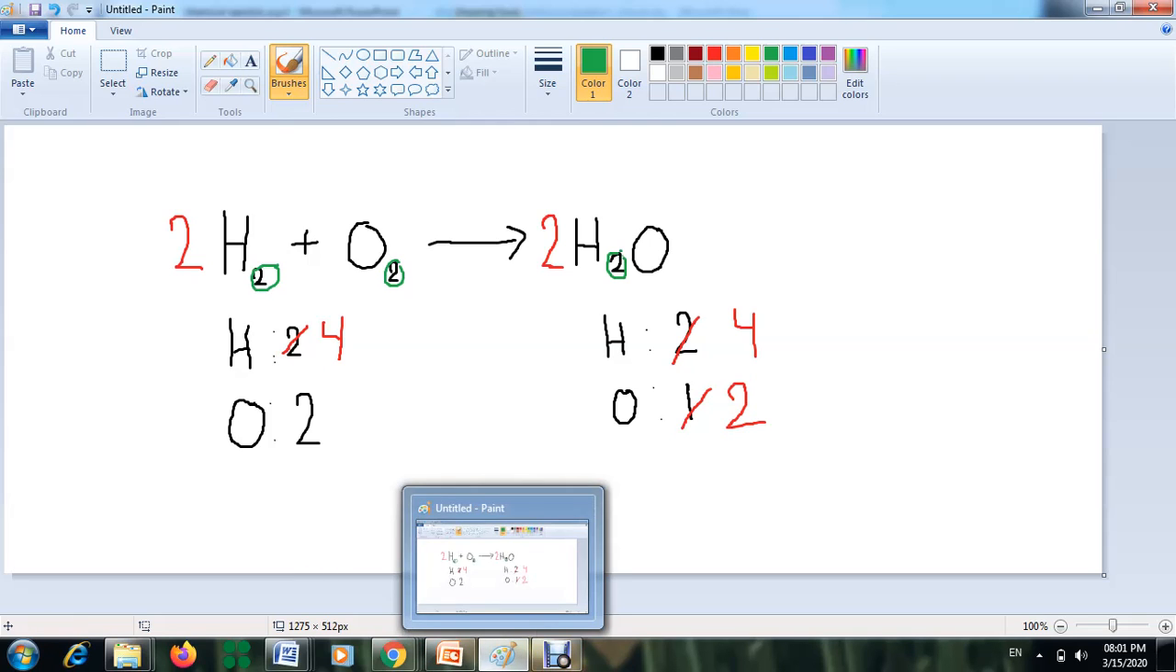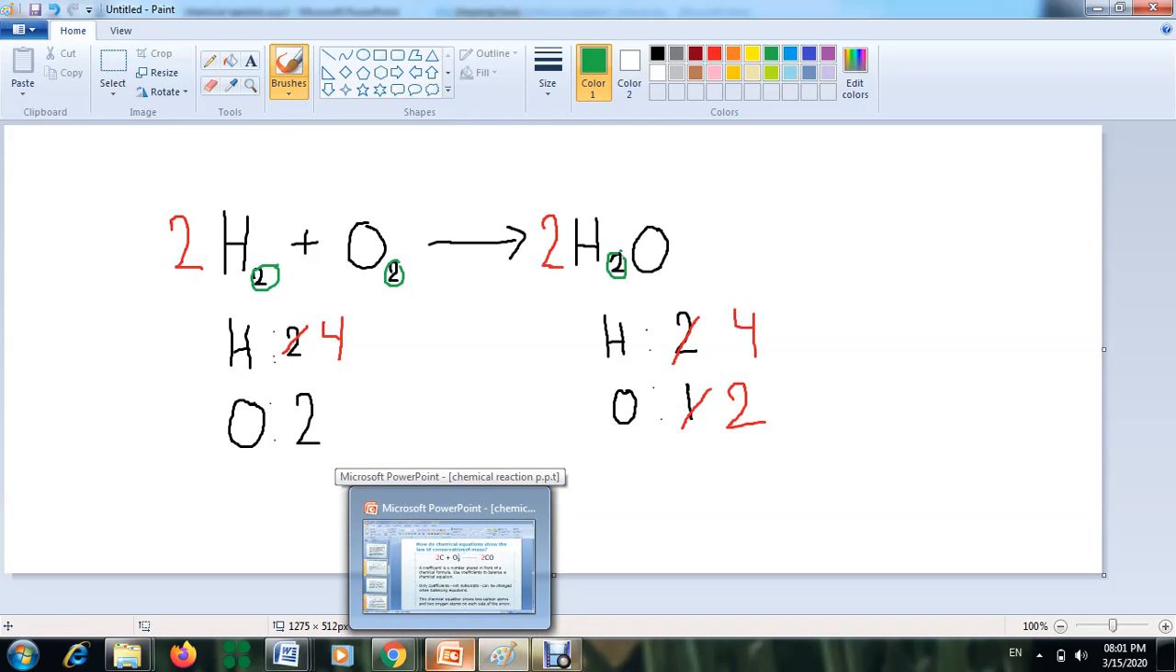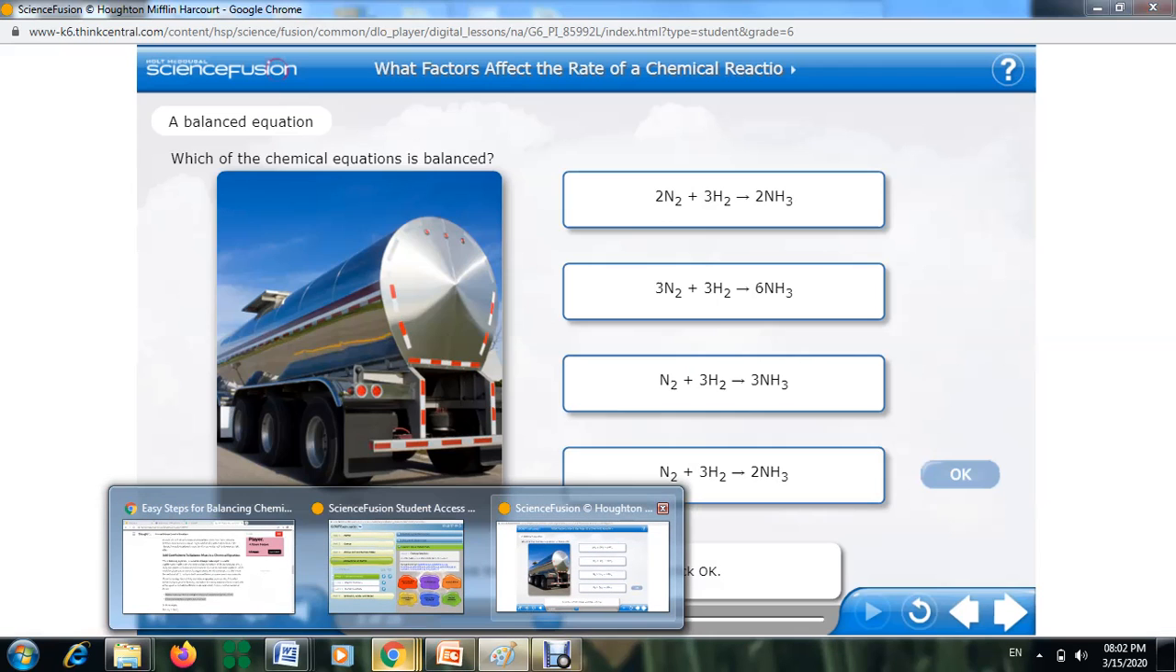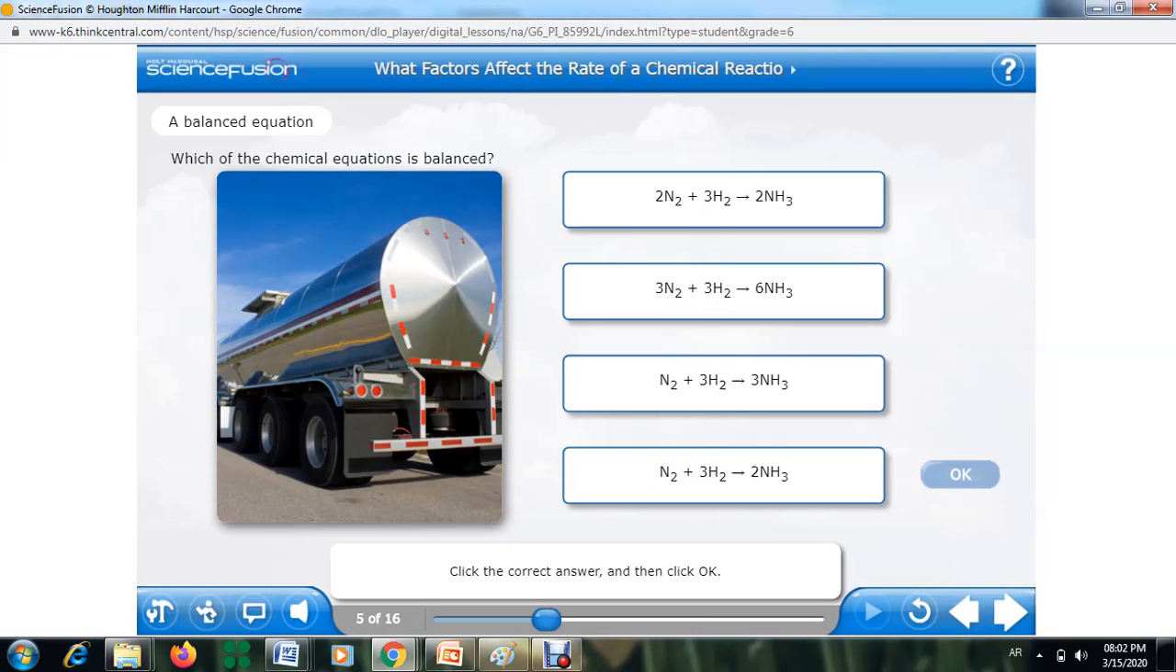To practice this, you have worksheet number 4. You will find it on the portal. You have the steps for how to balance a chemical equation. Also you have examples to practice with. I'll show you another question here. The question is, which one of these is balanced? If you look at them, which one has the same number of elements of each kind before and after? Look at the first one.